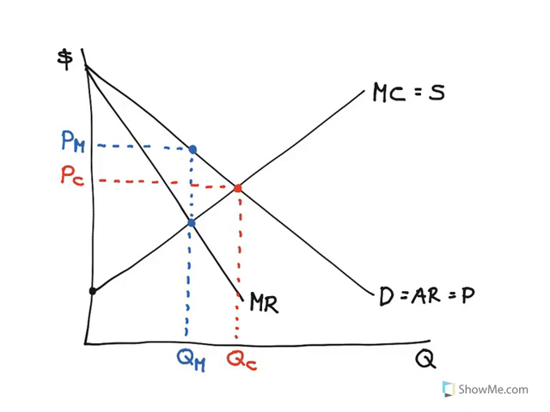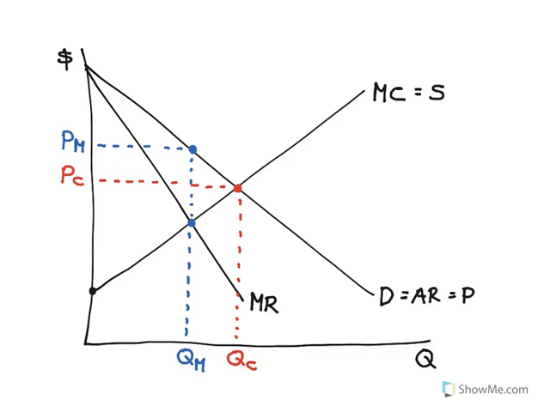So the next thing we want to do here is just make a little comparison. What we can see here is that the perfectly competitive market charges a lower price than monopoly and sells more output than monopoly. So again, you can see why economists prefer competition to monopoly, because you get higher output and lower prices.